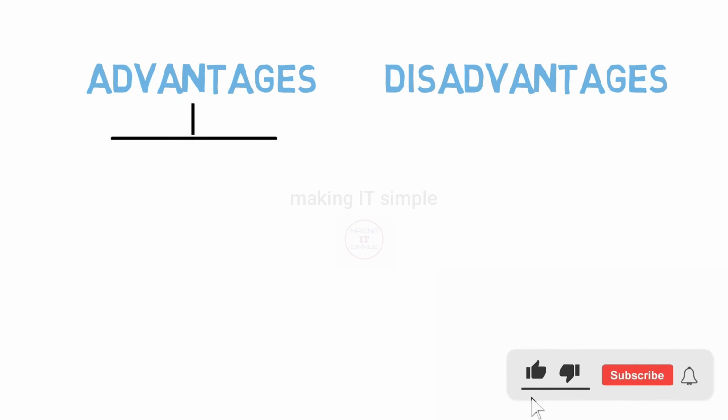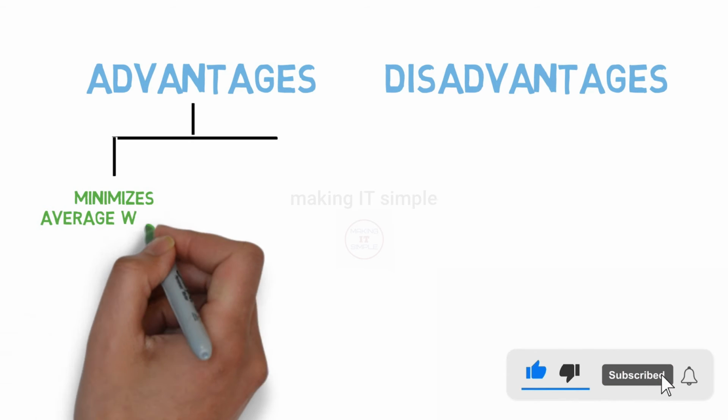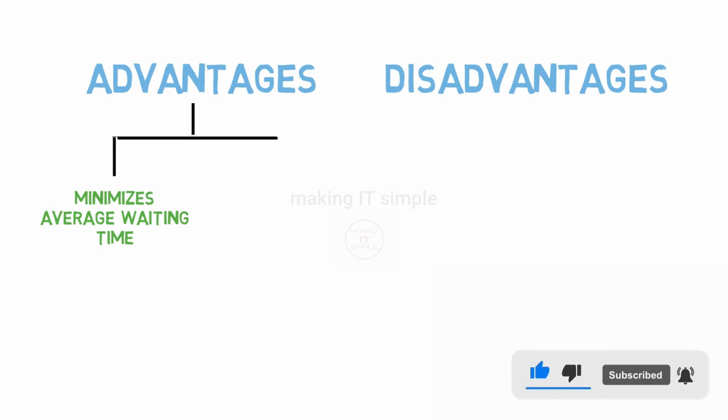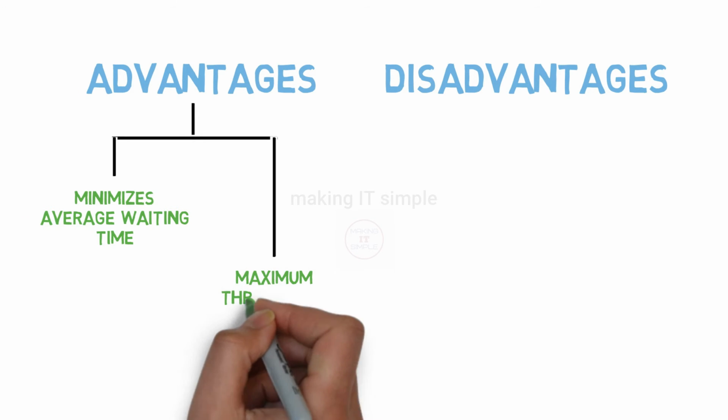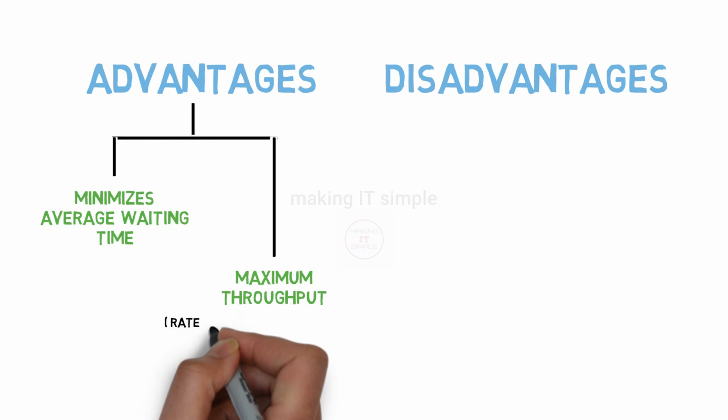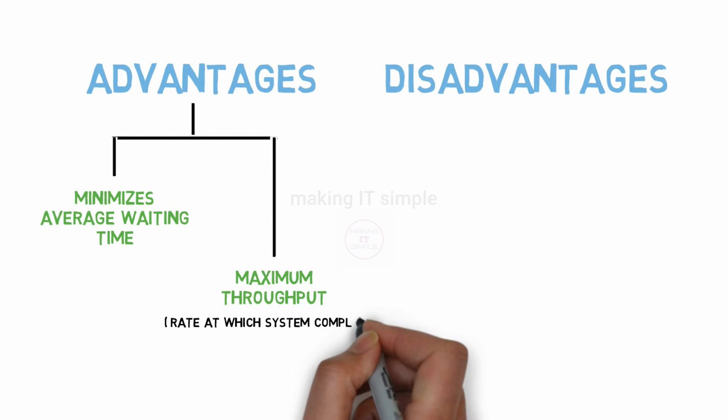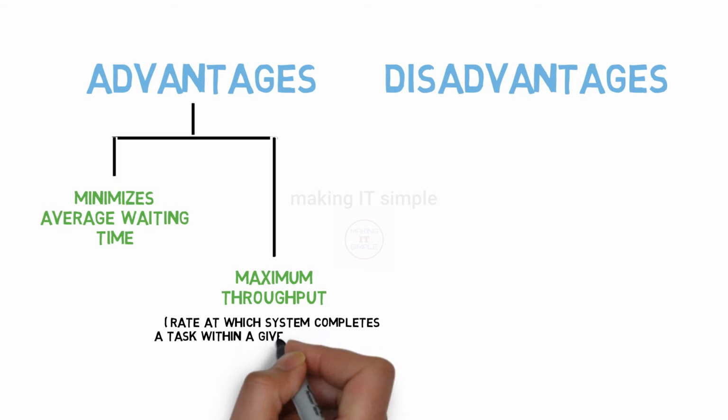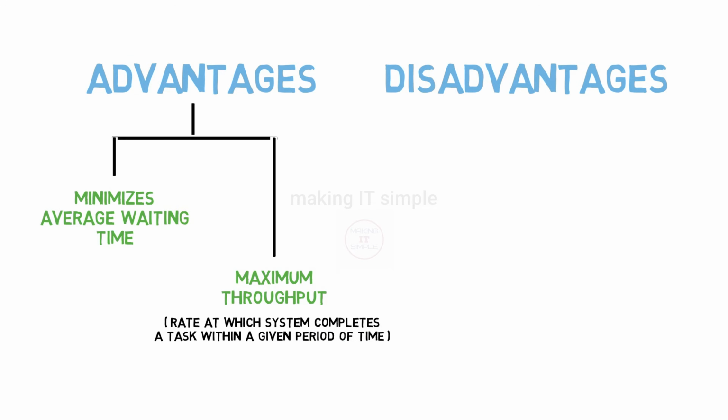So we saw how SJF actually works. Now let's discuss its advantages and disadvantages. First advantage of SJF is it minimizes the average waiting time. The problem that we faced with FCFS, SJF provides a solution for it. Second advantage is maximum throughput. Throughput refers to the rate at which a system can complete tasks within a given period of time. As SJF prioritizes the shortest job first, it provides maximum throughput.